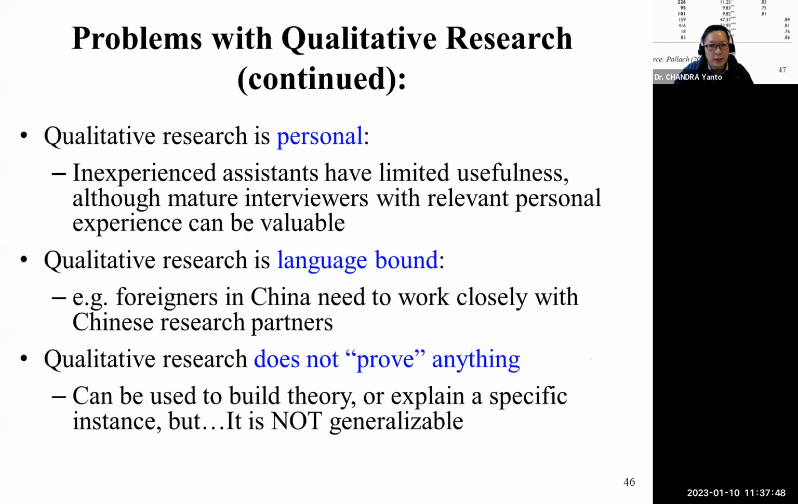Yeah. So this is another example of some problems with qualitative research. It's also bound by language. So for example, if you are a researcher studying the life of people in the Amazon forest and they don't speak English, I don't know what language it is. Or you go to remote towns in Africa and you don't speak the language. It's very difficult for qualitative research. And qualitative research does not prove anything. It only explains something. It doesn't prove anything.